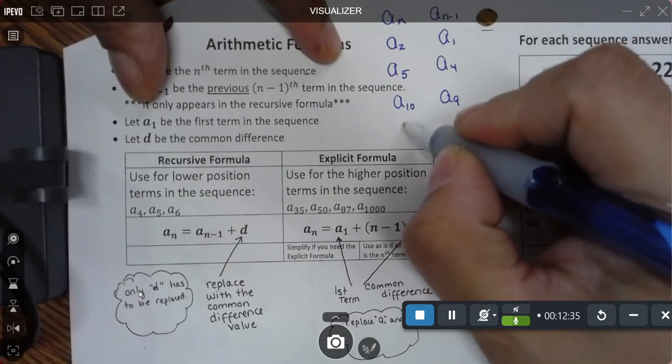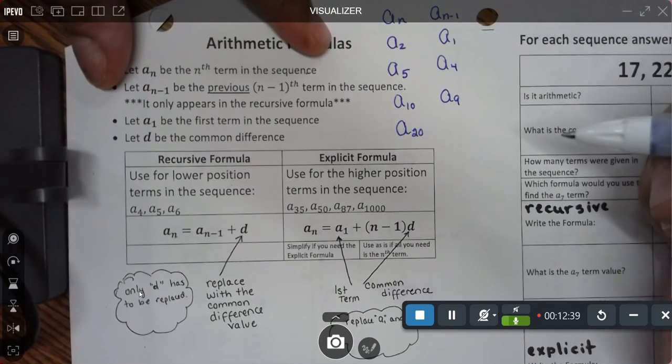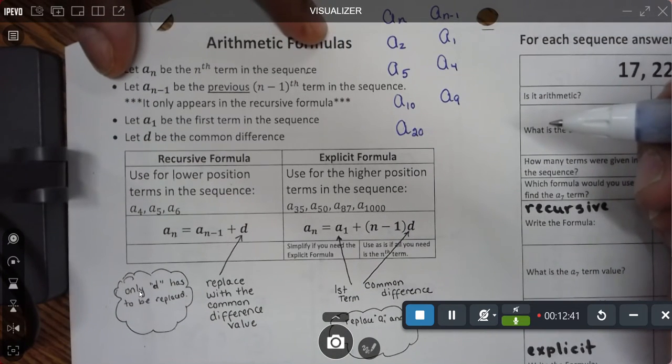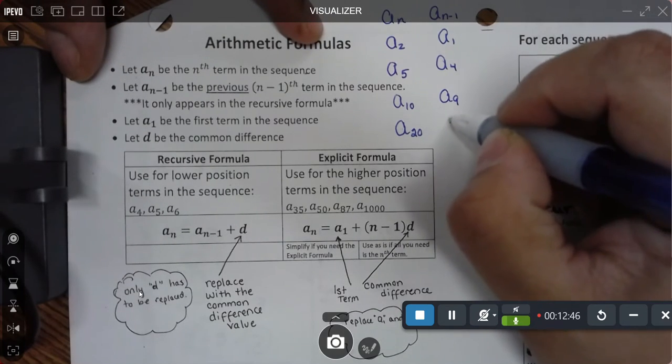So just to make sure we got this, if I'm looking for the 20th term, what's my previous term? A sub 19. Did you say 87? I said a sub 19. Oh, got you. A sub 19. Correct.